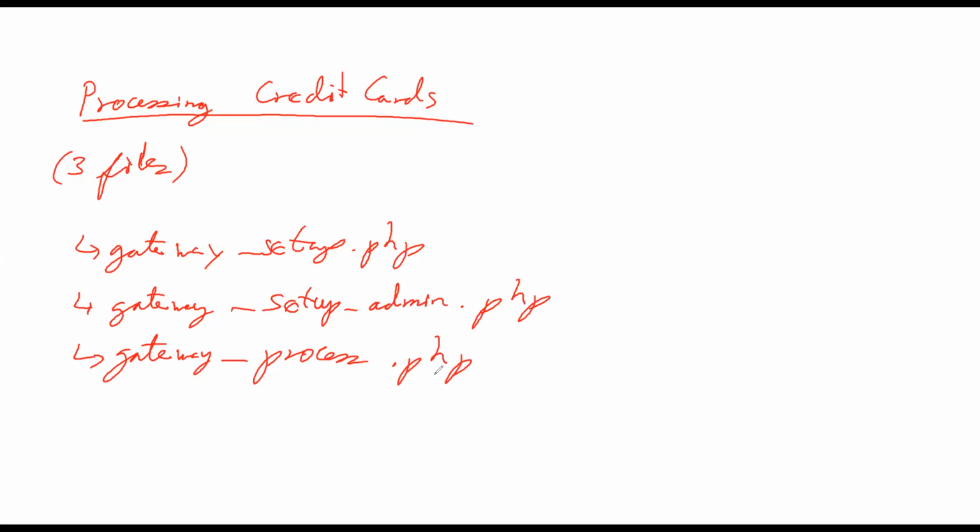The way it works is pretty straightforward. If we take a look at gateway_setup.php, this is the file that collects data to send in an array, basically. You create an array, and then you send some data out there to authorize.net.